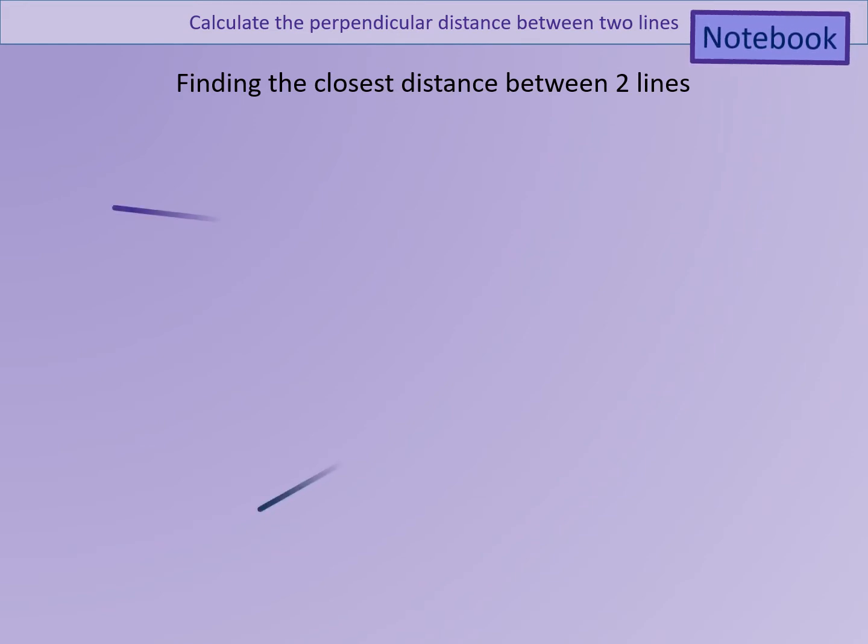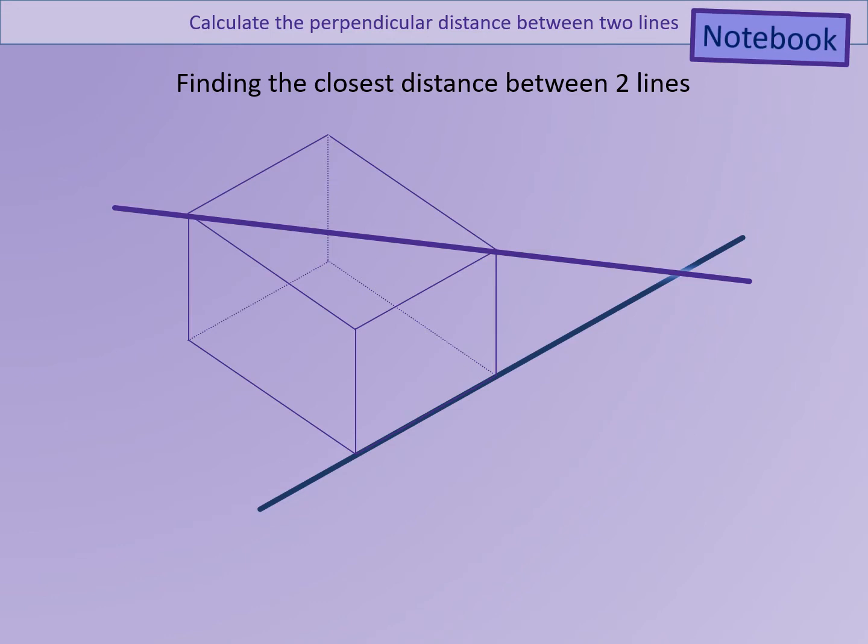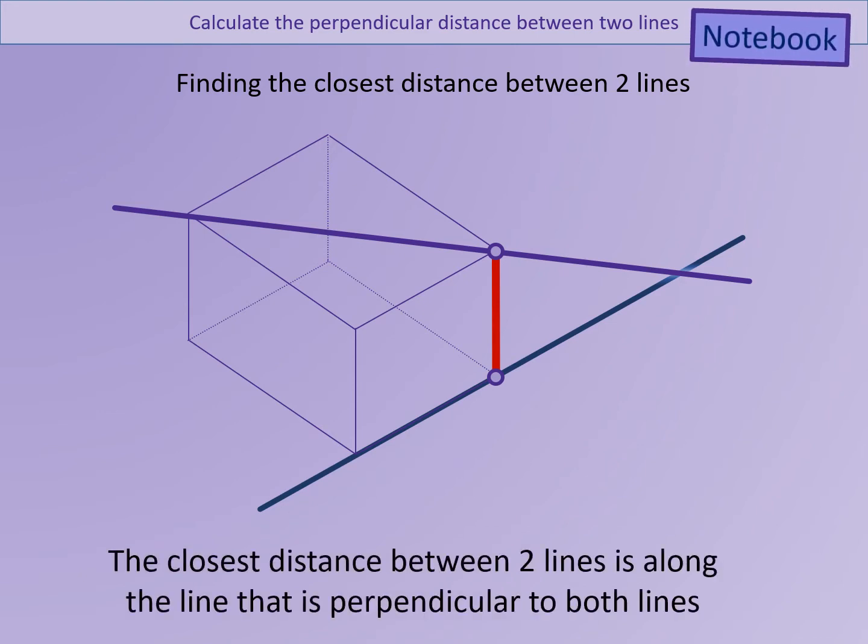We're going to consider two skew lines. We want to find the shortest distance between those lines, given that they don't actually meet. If we visualise this as two lines, one along the base of a cuboid and one running along the top of a cuboid, we can see that the shortest distance between the two skew lines is actually a distance perpendicular to both of the original lines. So the red line represents the shortest distance and it's perpendicular to both the top line and the bottom line.